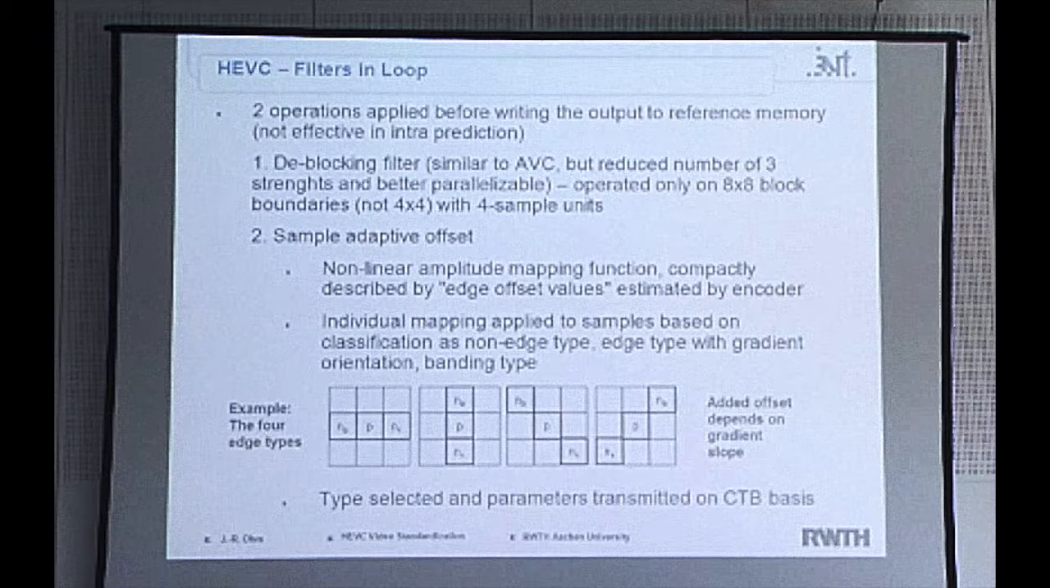When I came to the block diagram, I forgot to mention one aspect of HEVC that makes it different or not different from previous video coders. Many video coders, starting from H.261, have operated a filter in the loop. H.261 just had a very primitive 1-to-1 filter, a low-pass filter.